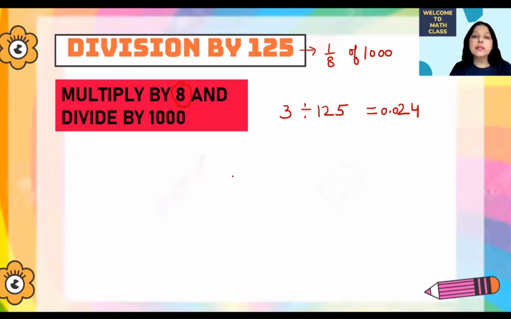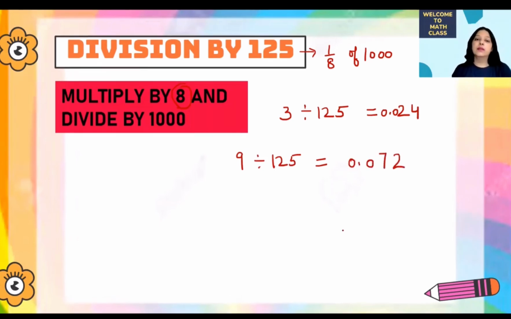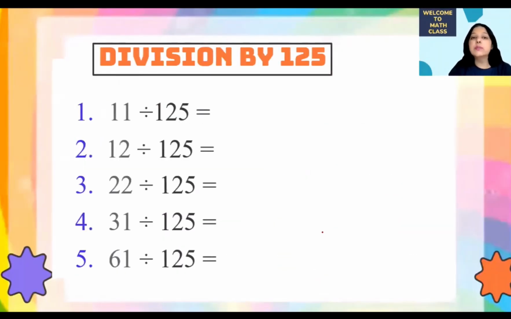Let's take another example. Let's take 9. 9 divided by 125. Now quickly tell, what is 9 times 8? Yes, 9 times 8 is 72. So 72 by 1000 is 0.072. Okay, let's do some questions now. Division by 125. So remember the two steps. Multiply the number by 8 and then divide by 1000.